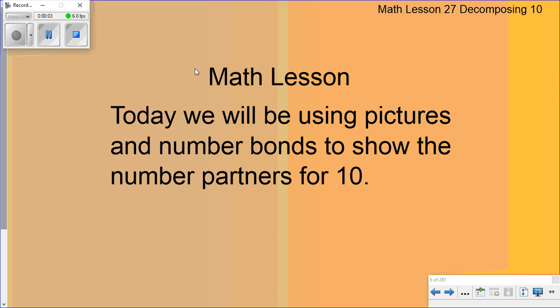Hello everybody and welcome back for another math lesson. Today we will be using pictures and number bonds to show the number partners for 10. Let's get ready.